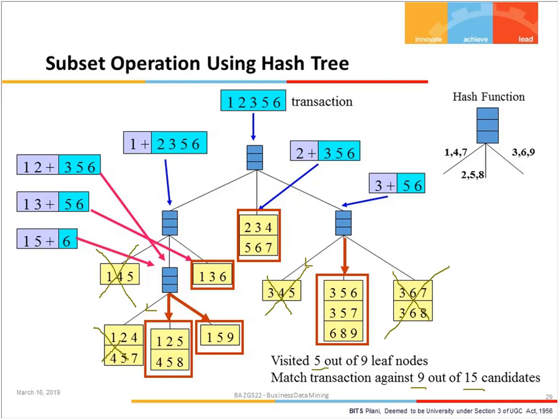Suppose that we have 10 candidates of size 4, and then we have a huge hash tree which is having some 20 nodes, but we know that only 5 of those nodes have to be visited. So it depends on the various situations, but we can clearly notice that there is an efficiency gain.